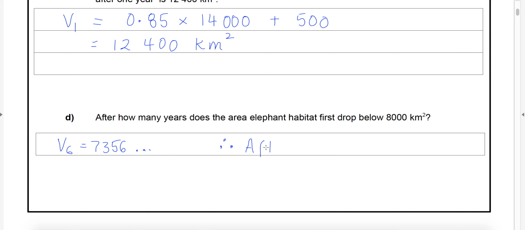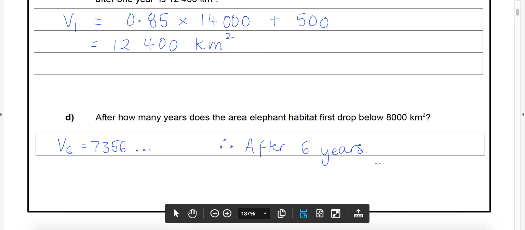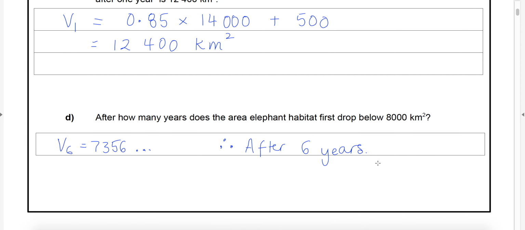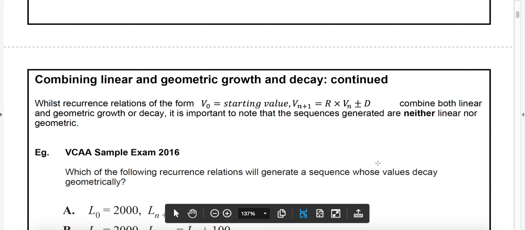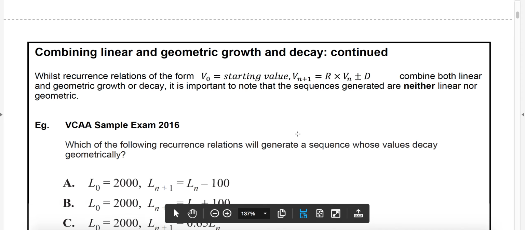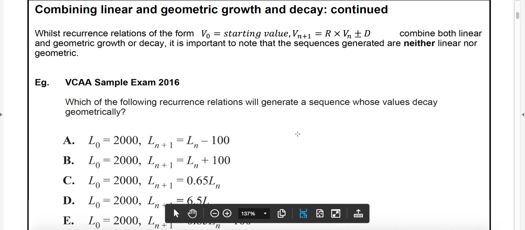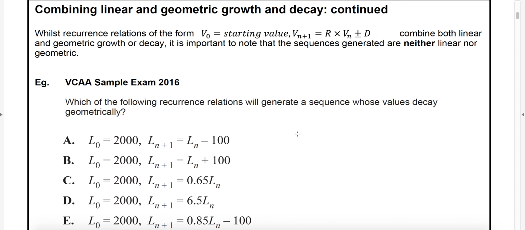Here we go. So there's an example of using a recurrence relation where you've got both geometric and linear growth. Just before I finish with this part, we've got here combining linear geometric growth and decay, but this time looking at it in terms of an exam question. This one's taken from the sample exam which the VCAA provided in 2016.